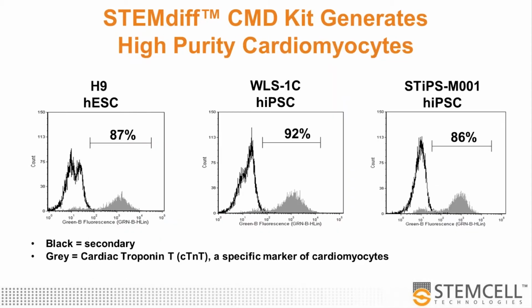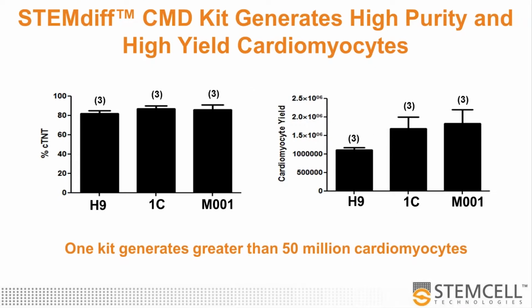So what about the performance with respect to using different ES and iPS lines? So here I'm showing you 3 examples. So 1 ES and 2 iPS lines. And here is flow data showing the staining for cardiac troponin T. And in this example here, we're getting well over 85% cardiac troponin T positive cardiomyocytes. So in aggregate, for biological replicates, you can see in the bar graph for percent cTnT, we're getting well over 80% for all 3 hPSC lines.